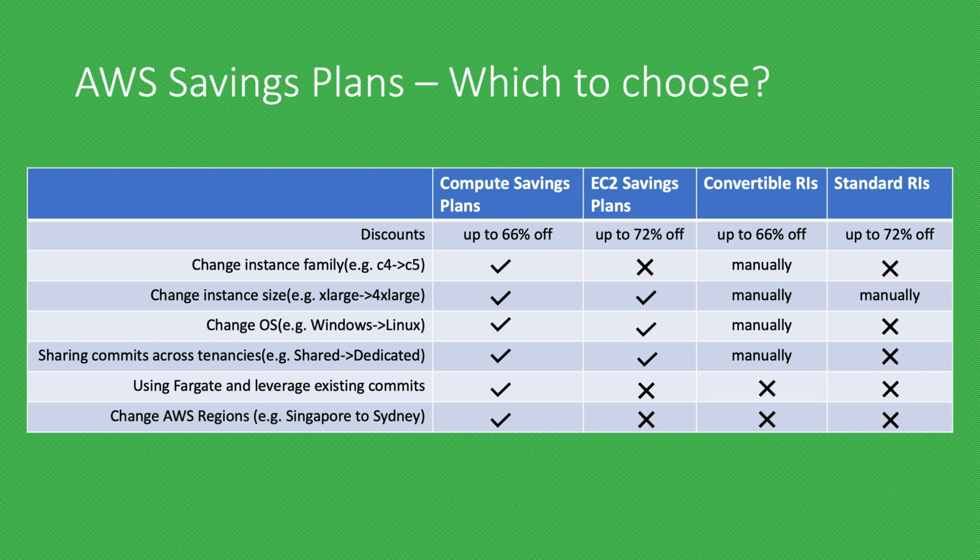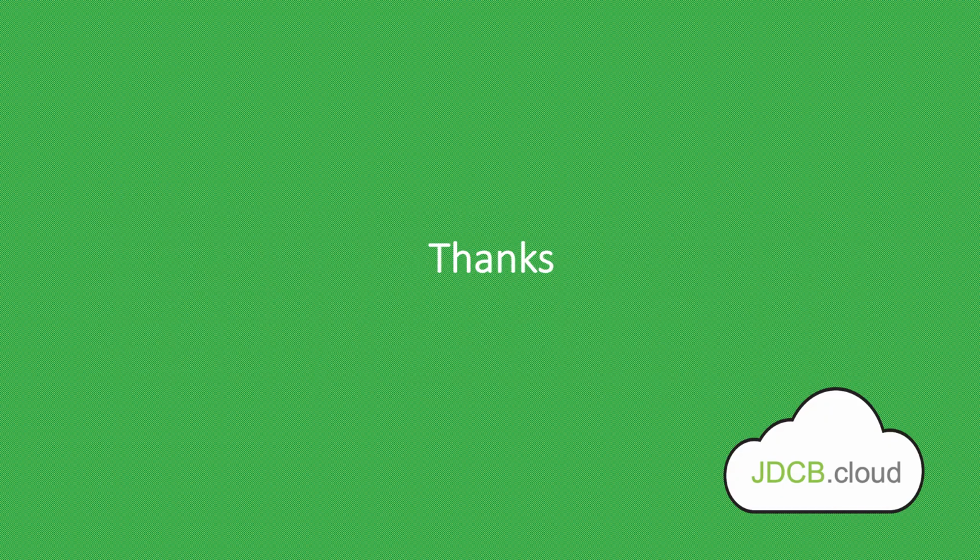A simple principle is to use savings plans for compute and RIs for RDS, Redshift, ElastiCache, and Elasticsearch. Thanks for watching and hope you enjoyed it.